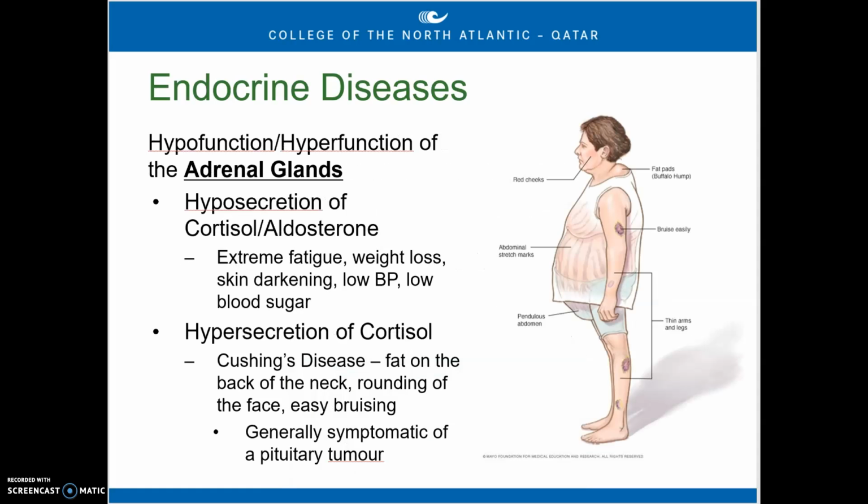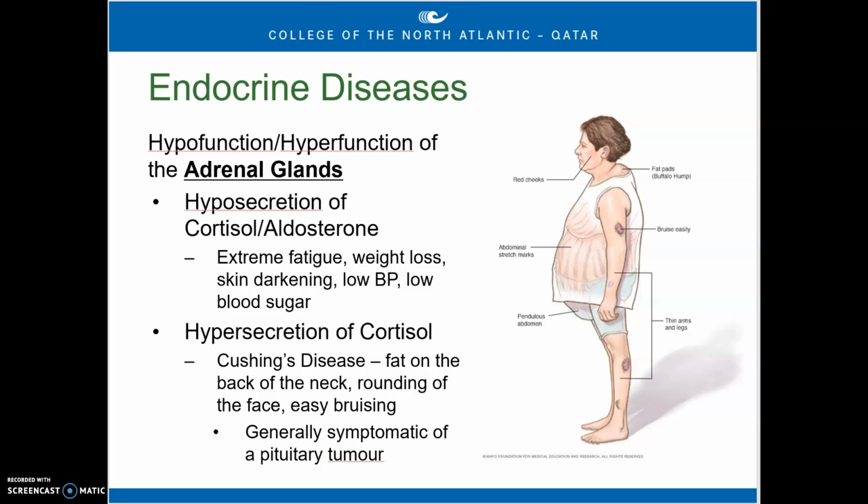We can also look at the hypo and hyperfunctioning of the adrenal glands. So we spoke about this when we talked about the adrenal glands, and this is just a further example of that. A hyposecretion of the adrenal cortex will give us low cortisol or aldosterone, and that'll result in extreme fatigue, weight loss, the darkening of the skin, low blood pressure, low blood sugar, just a general lack of energy. And this is going to be Addison's disease. We spoke about that in a previous video, and I've mentioned it in class as well.